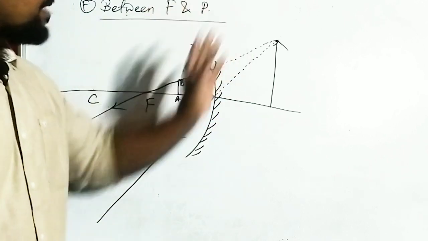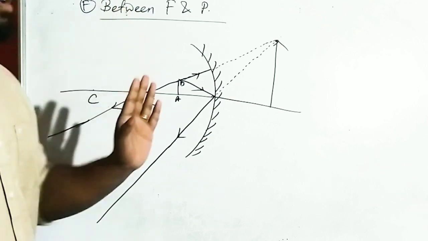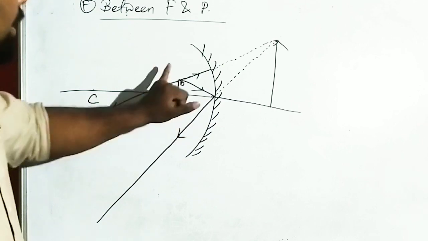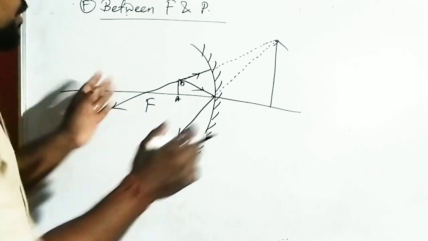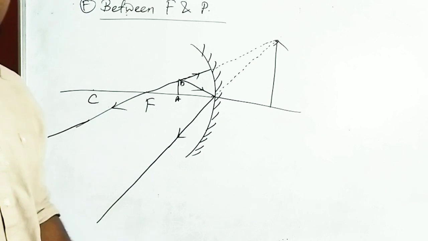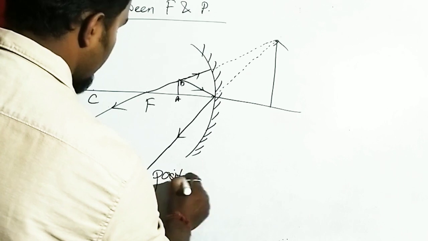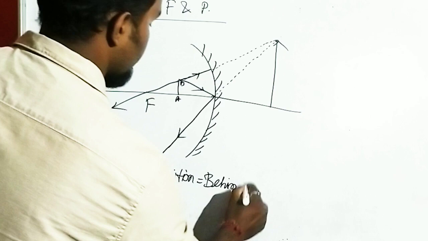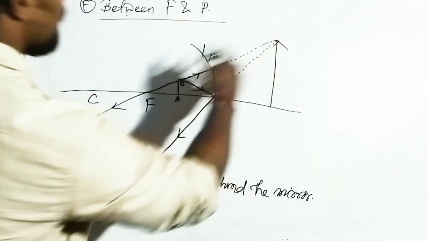That's why the image is going to be what? Virtual and erect. Erect means what? The direction of the image and object should be the same. That means the object is upright, and the image is also on the upside. So the image and object are in the same direction, above the principal axis. That's why you can say the position is behind the mirror. The image is forming behind the mirror.